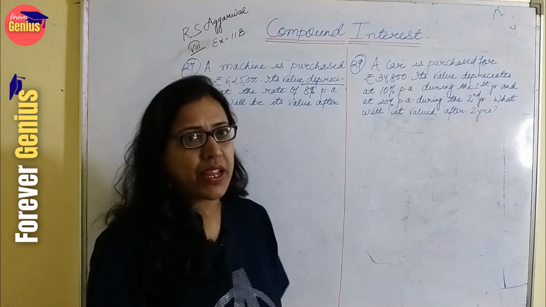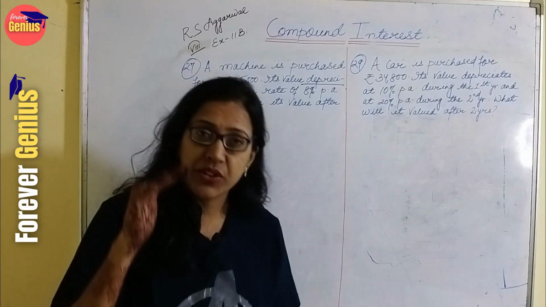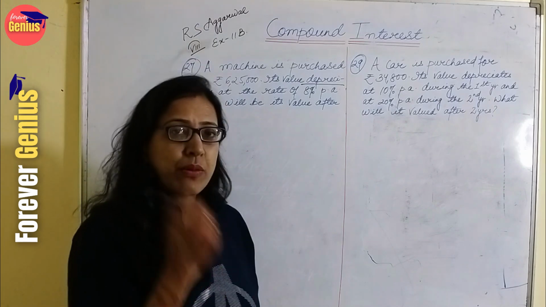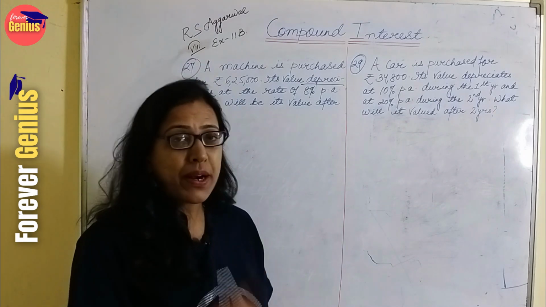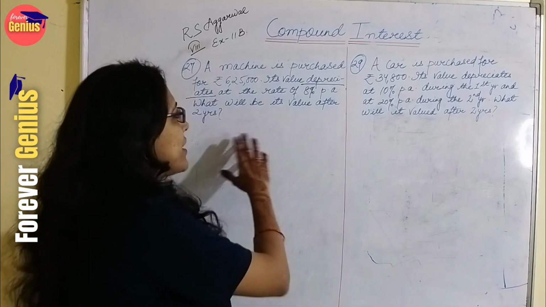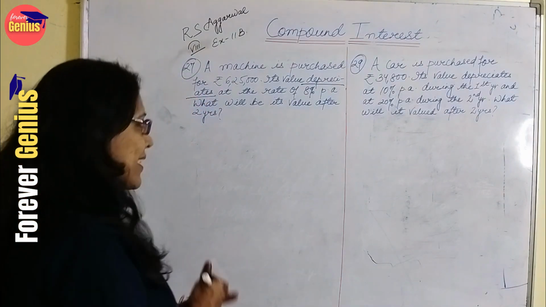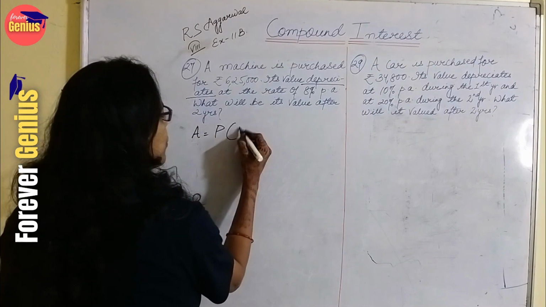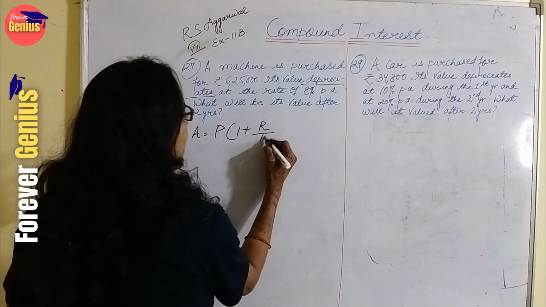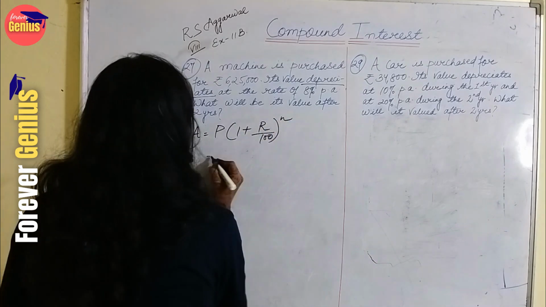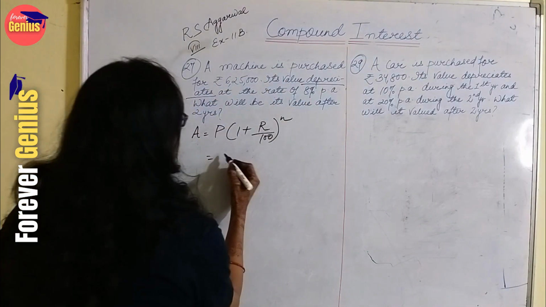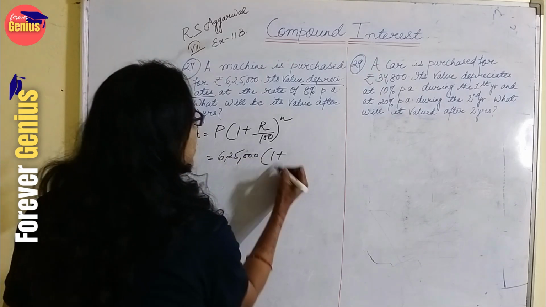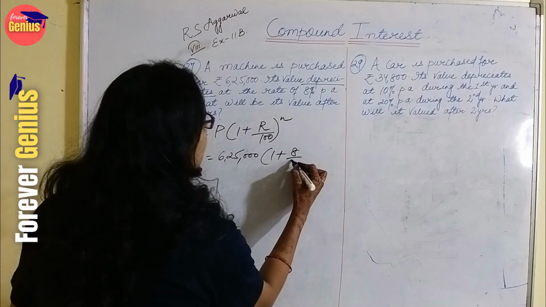The value of the vehicle or the car has been reduced. So this is known as depreciation. The formula being the same, but how are we supposed to calculate when it is a depreciation value? Let's see that. So the amount A is equal to P into (1 plus R by 100) to the power n. Now P here is 6,25,000. Now 1 plus R by 100, where R is 8.